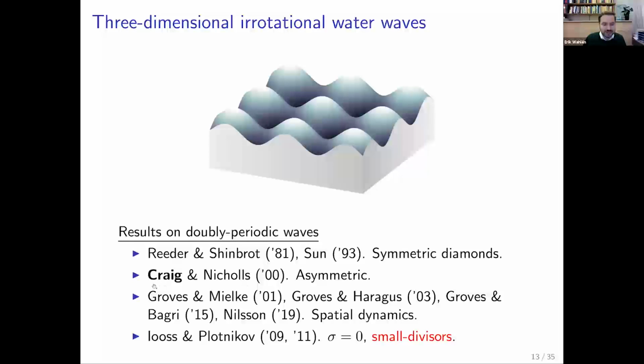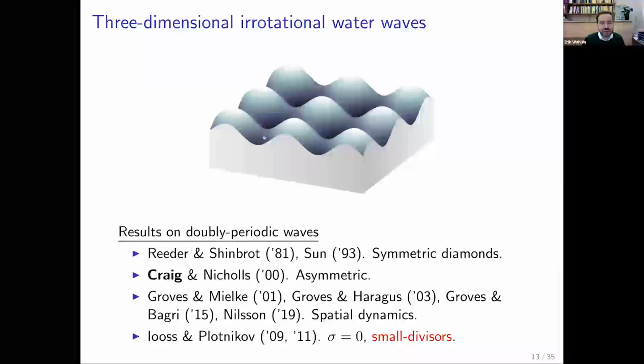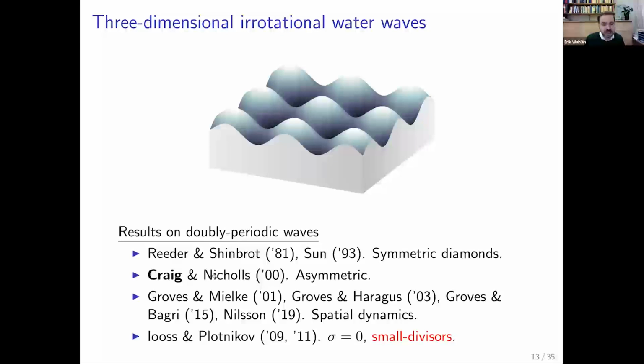And then a very important result was the one by Walter Craig and David Nicholls, where they considered a more general case. Essentially, doubly periodic means periodic in two different directions, and so you have a fundamental domain which defines the periodicity. Craig and Nicholls considered the case where this fundamental domain is arbitrary. They used the famous Craig–Sulem–Zakharov formulation and a variation of Lyapunov–Schmidt reduction to construct waves in that case.